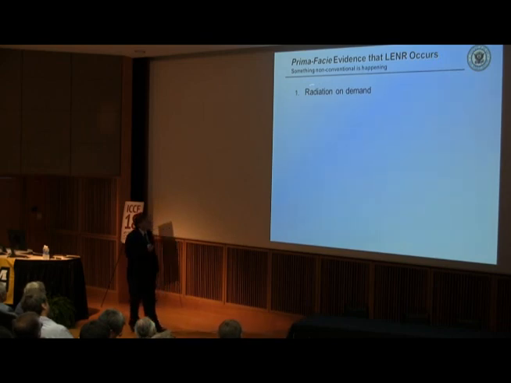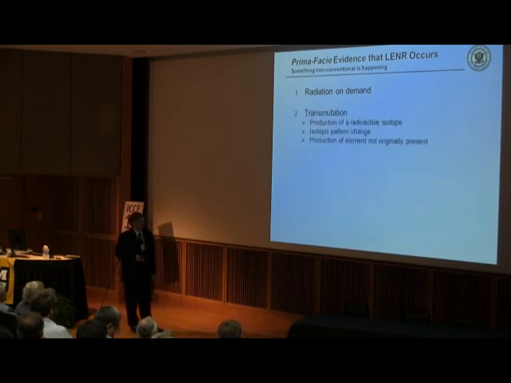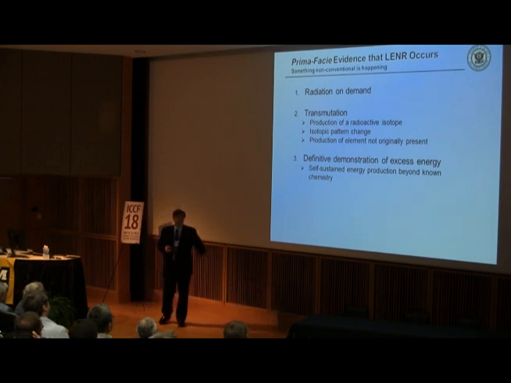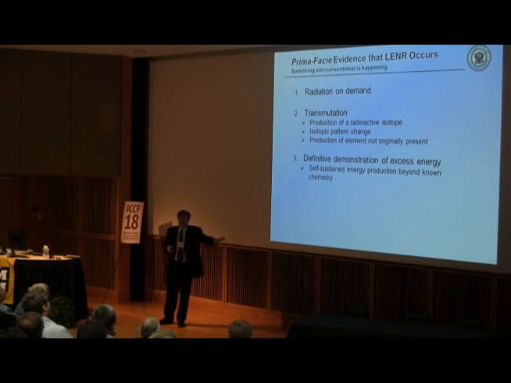We will go into what our data set looks like on radiation on demand. Transmutation, we'll go into this in quite some detail. Production of radioactive isotopes, prima facie evidence. Less evidence is isotopic pattern change and production of elements not originally present. We'll go into this in great gory detail. And finally, definitive demonstration of excess energy, and that is a self-sustaining reaction. If it's running over in the corner, producing energy by itself, and it's more energy than chemical, that's certainly evidence that something unusual is happening.